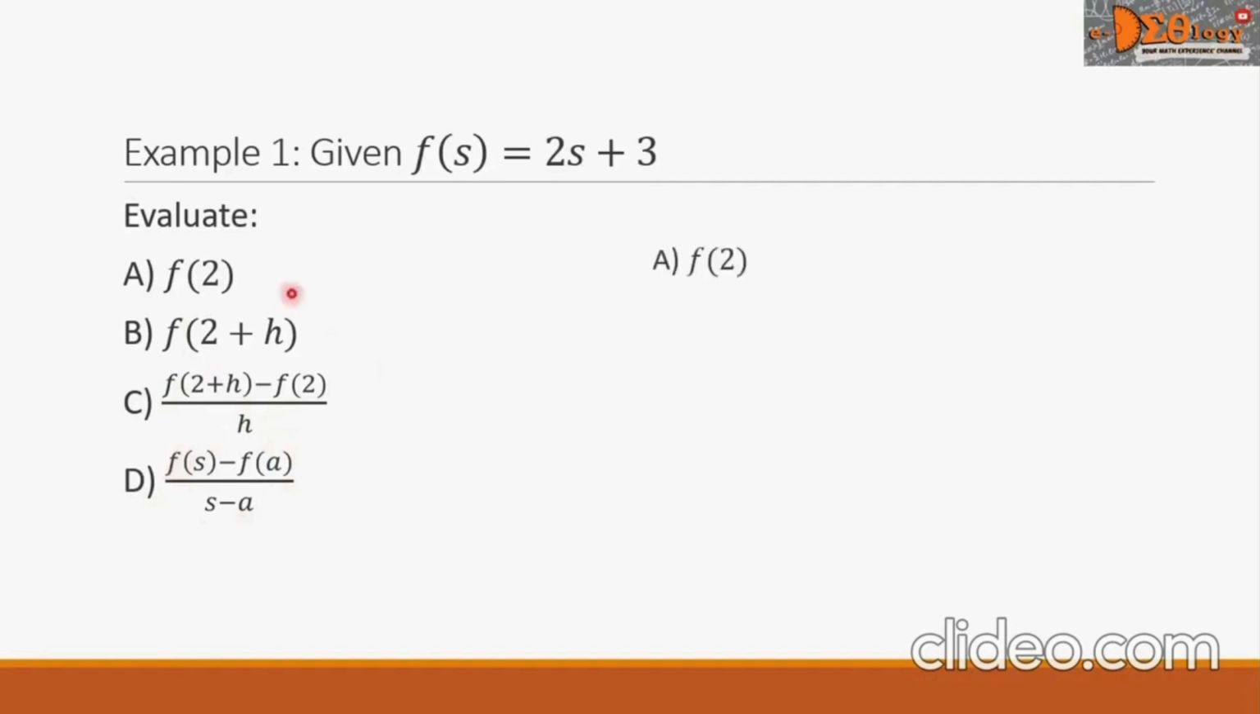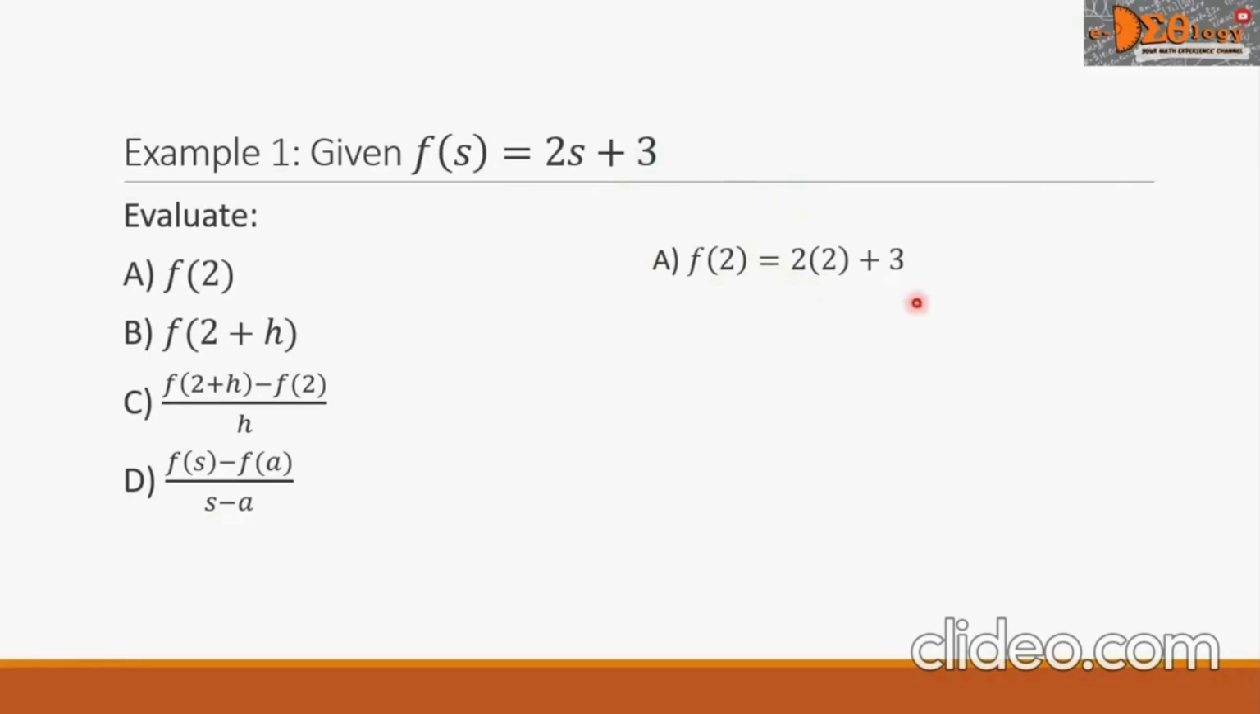Let's begin with letter A. Let us evaluate f of 2. To evaluate f of 2, we are going to copy again the given function. We will write here, but instead of s, we will substitute the value that is written here, which is number 2. So we have now 2s becomes 2 times 2 plus 3.